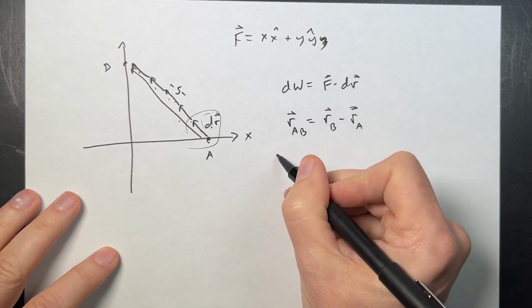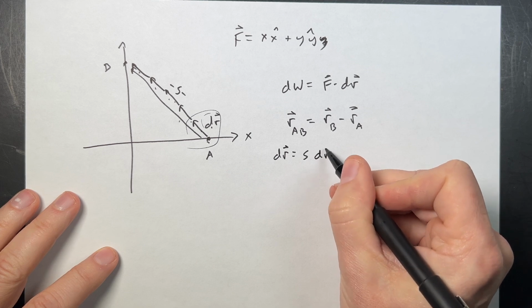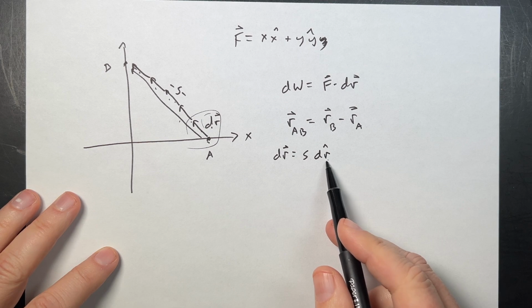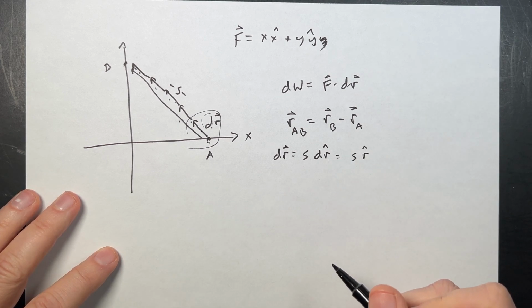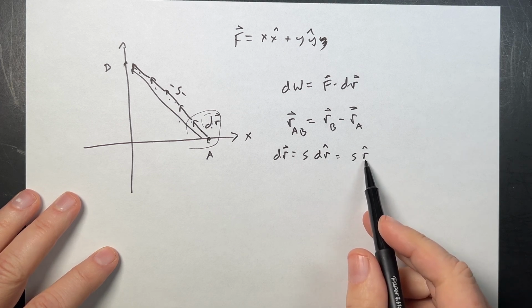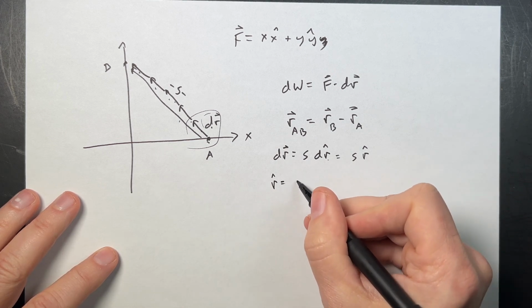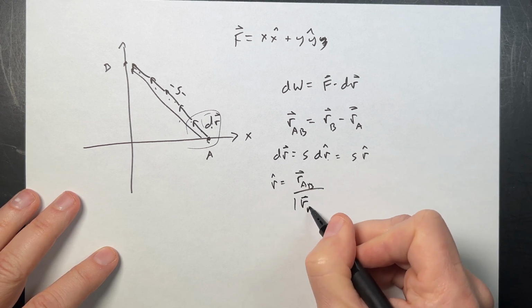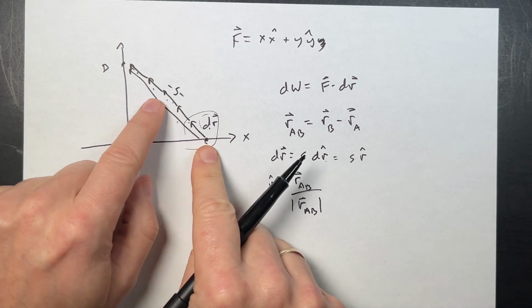And I can write dr as S dr hat. What's the direction, the unit vector for dr hat? That's the same thing as S r hat. So I have a step size in the direction that I want to go. So how do I find r hat? Well, if I know RAB, then r hat is just going to be the vector RAB divided by the magnitude of the vector RAB. And that's it. So then I can just keep stepping until I get to here.